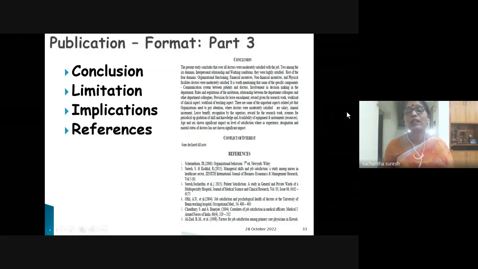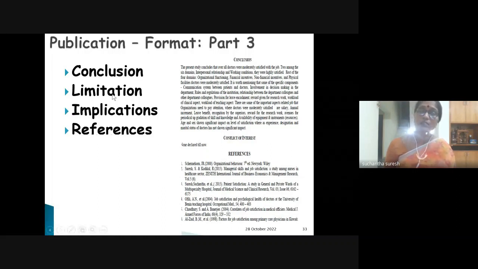And then I am talking about some important aspects related to job that organizations need to pay attention to, where doctors were moderately satisfied, which are salary and the reasons for that. The conclusion part has to come in one paragraph, not more than 250 words. Better within 250 words.